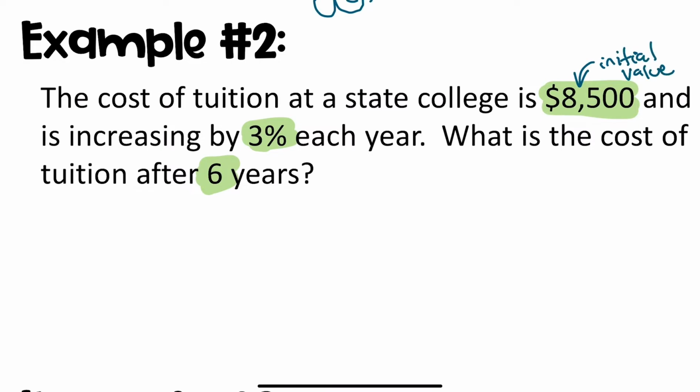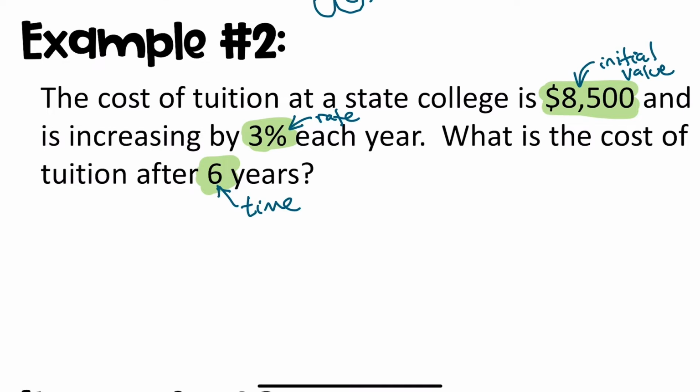That's what we're going to start off with. That's our base. That's what we know. It's increasing by 3% each year, so it's increasing by this amount each year. That's going to be our rate. Our rate is going to be our percentage. And then we need our time. Well, the only time we could see here is years, and that's 6 years. So that will be our time.